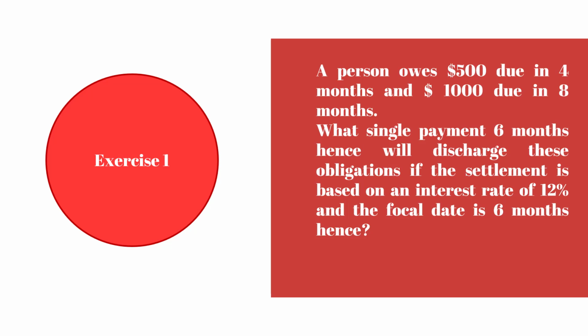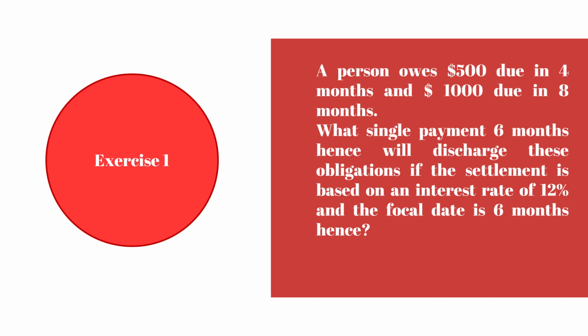In this example, we have two old obligations and we need to replace them with a single payment after 6 months. The first old obligation is $500 due after 4 months from the beginning, and the second old obligation is $1,000 due in 8 months from the beginning. Note that the focal date lies after 6 months, the same date as the single payment.